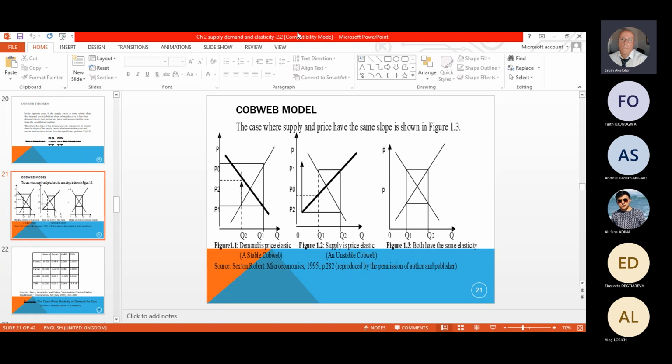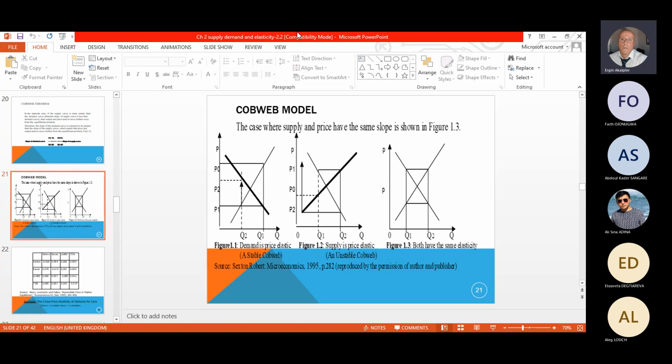You put the demand curve more elastic, which means more horizontal, flatter, and put the supply curve a little bit vertical, and try to move from supply to demand. You will see you are approaching the equilibrium. This is because demand is more elastic.